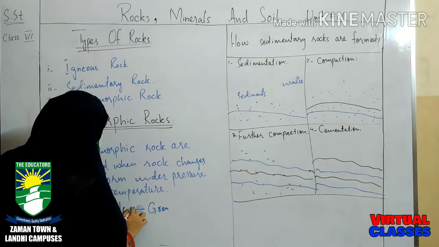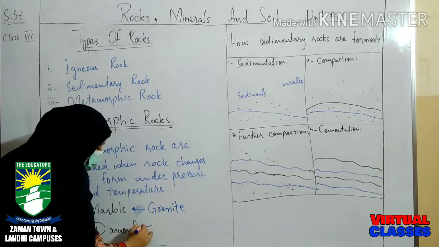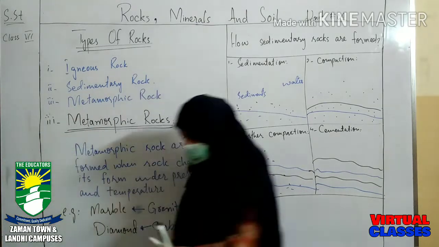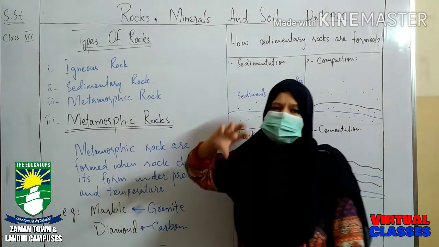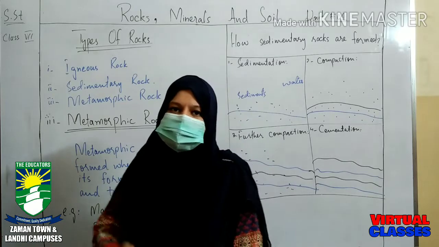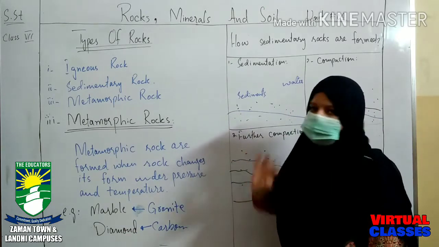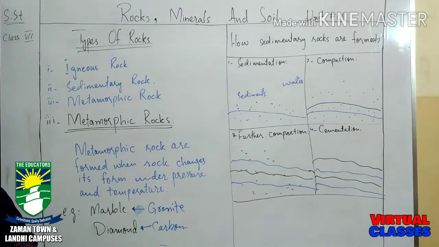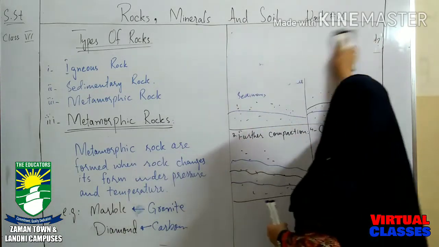Granite changes its form due to the change in temperature and pressure into marble, and carbon, that is also known as coal, changes form into diamond. It forms diamond crystal due to the sudden change in certain temperature and pressure. The carbon changes its form into the diamond. These types of rocks are known as metamorphic rocks. So these were the 3 types of rocks.